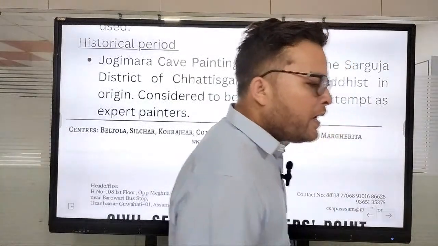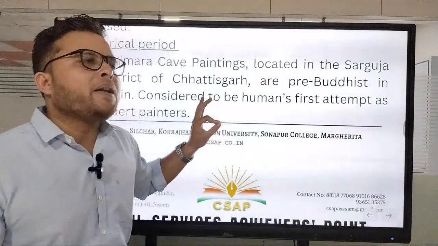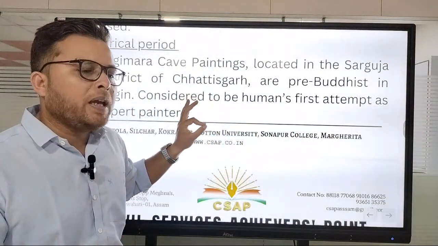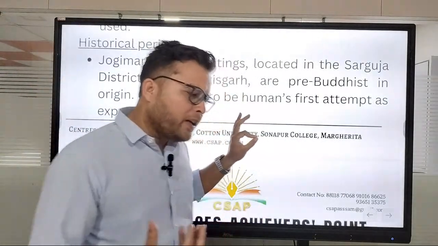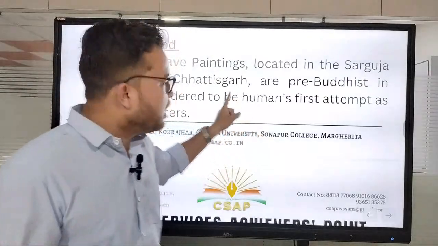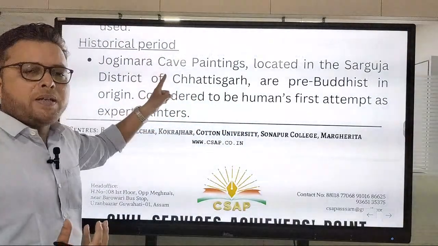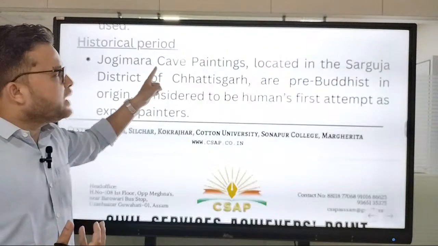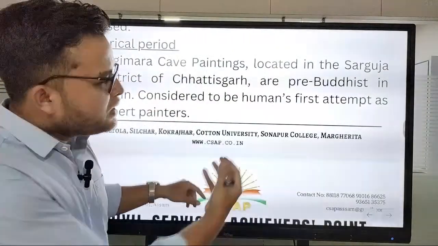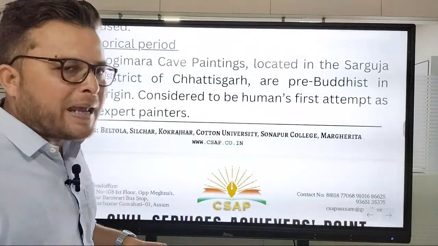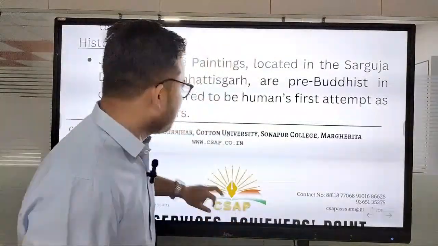Like I said, the painters of the Bhimbetka rock shelters were not expert painters, but the ones who painted on the walls of Jogi Mara caves were expert painters. In fact, it is considered to be humans' first attempt as expert painters.